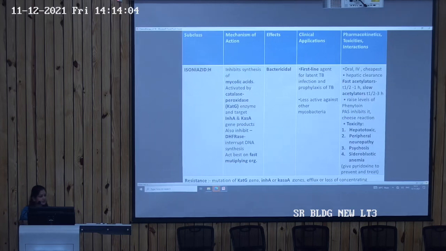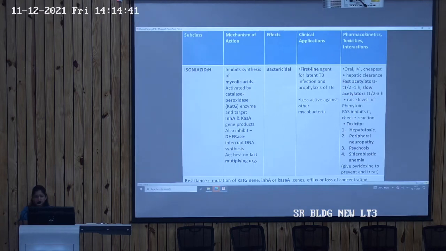It is metabolized by acetylation. So there can be fast acetylators and slow acetylators. This is important. 30 to 40% of the population are fast acetylators and 60 to 70% of the Indian population are slow acetylators. In fast acetylators, hepatotoxicity is seen. If you are using isoniazid, hepatotoxicity can be seen, and slow acetylators can develop pyridoxine deficiency, which may lead to peripheral neuropathy or peripheral neuritis.